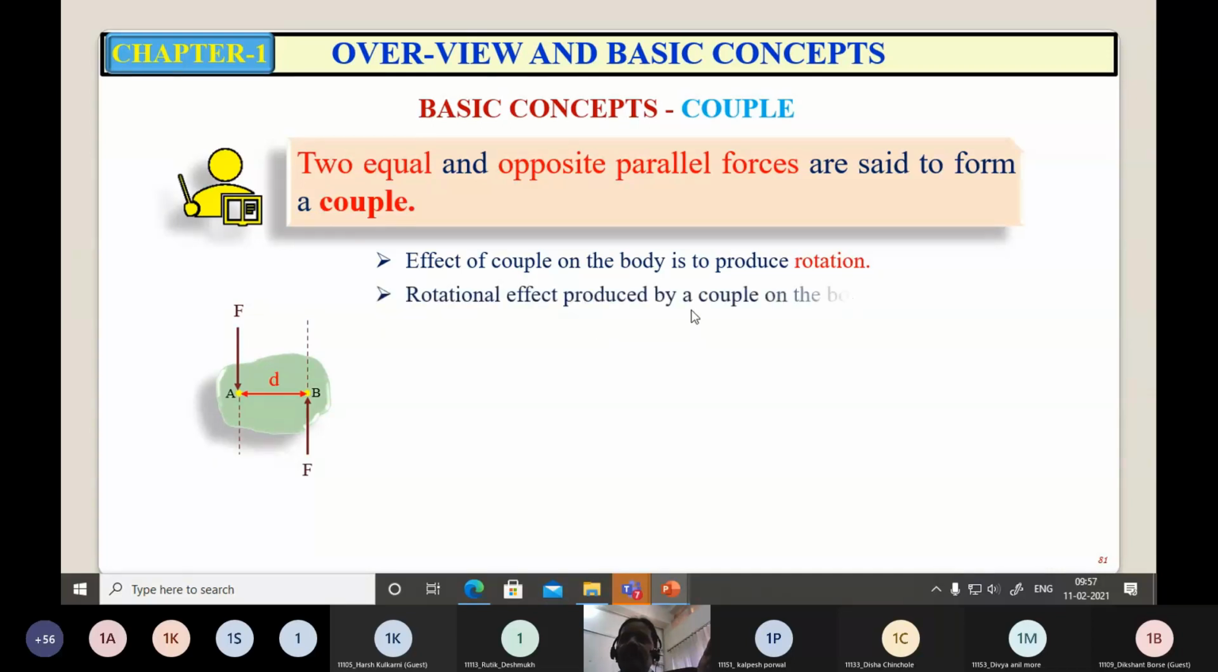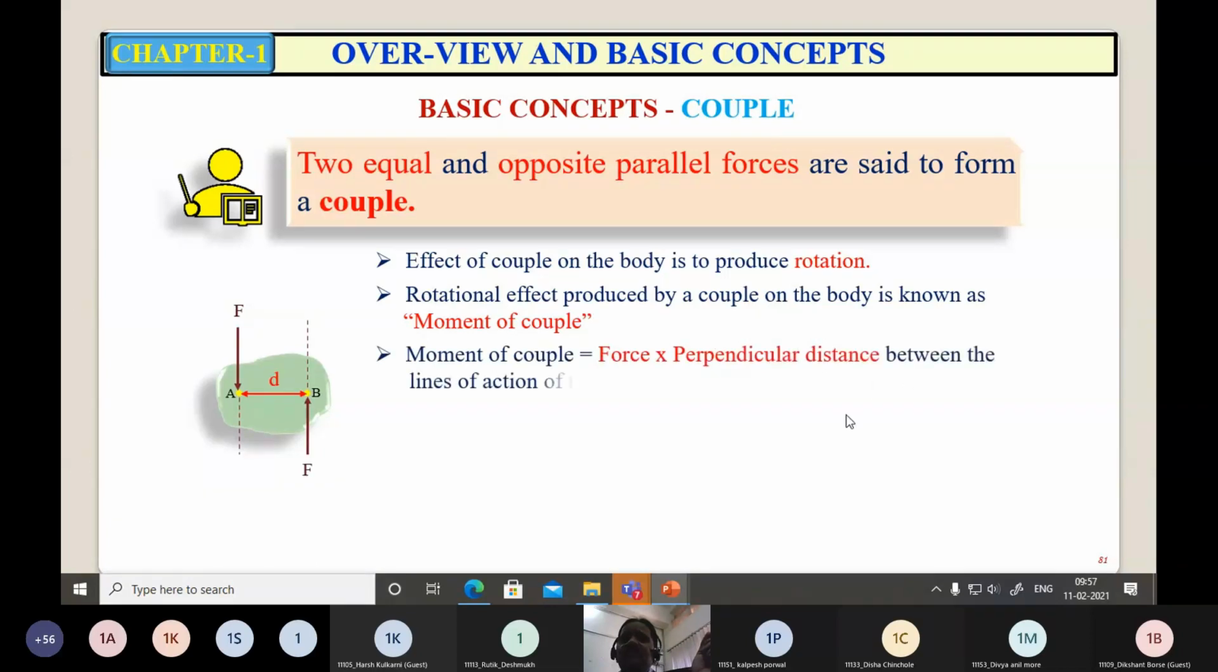and the rotational effect produced by the couple on the body is known as moment of couple. So what do you mean by moment of couple? It is the rotational effect produced by the couple on the body. And moment of couple is equal to force into perpendicular distance between the lines of action of the two forces.